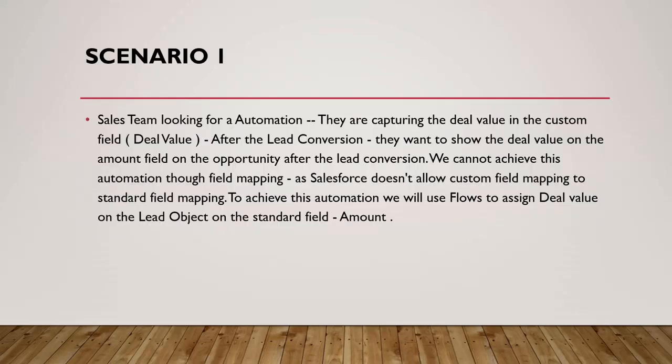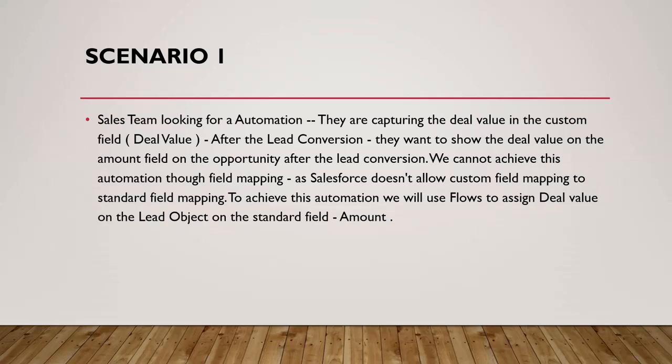So the scenario is like sales team is looking for some automation as they are capturing the deal value in the custom field. The field name is deal value, and after the lead conversion, they want to show the deal value on the amount field on the opportunity object after the lead conversion. So amount field is the standard field available on the opportunity object, but Salesforce has a limitation. We cannot achieve this automation through field mapping, as Salesforce does not allow custom field mapping to standard field mapping.